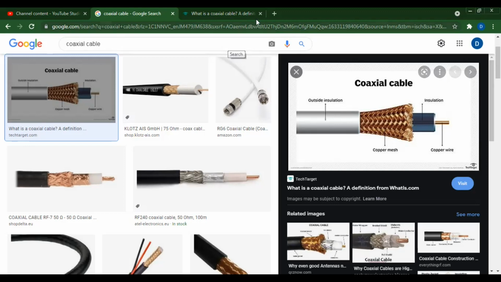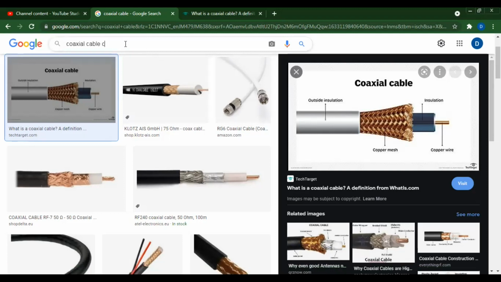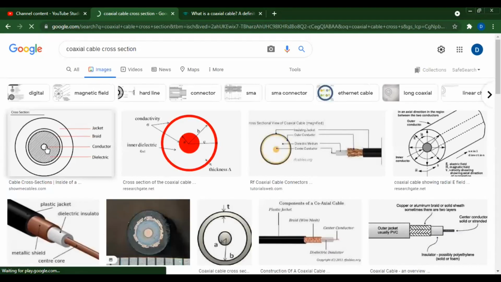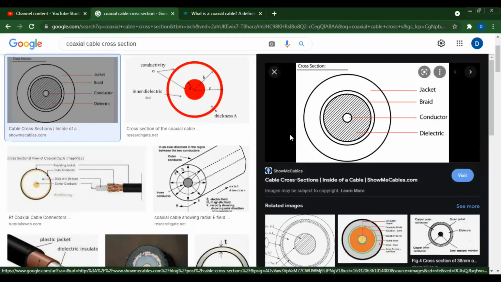Don't worry, I'll search up the coax cable cross-section here. You have one? Beautiful. This is what I want to see now. So there you go.